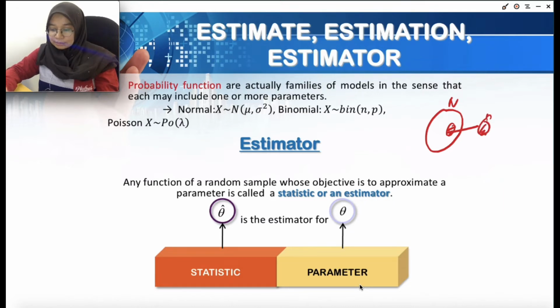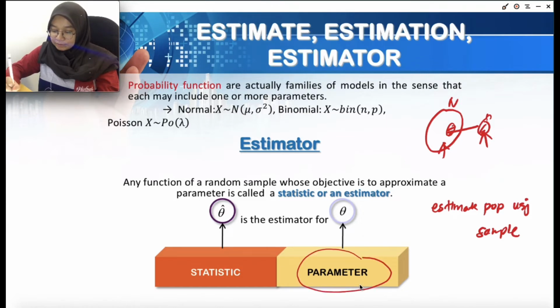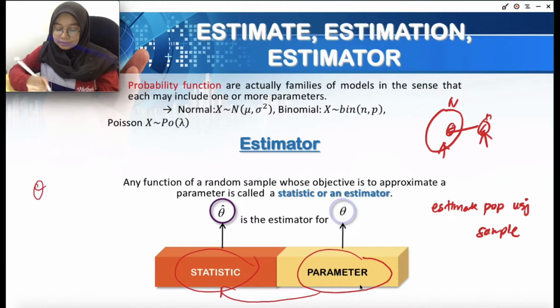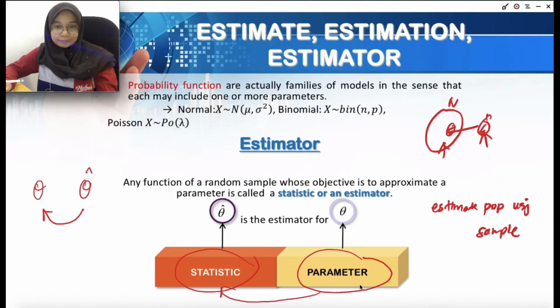You want to estimate this population using this sample. So that is the basic one, right? I repeat again, we want to estimate population using sample. We want to estimate parameter using statistic. Okay, theta is the parameter, theta cap is the statistic. So theta cap is the estimator of the theta.